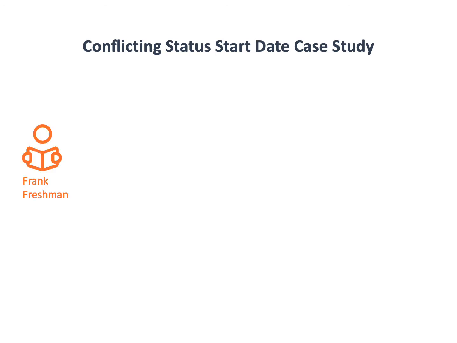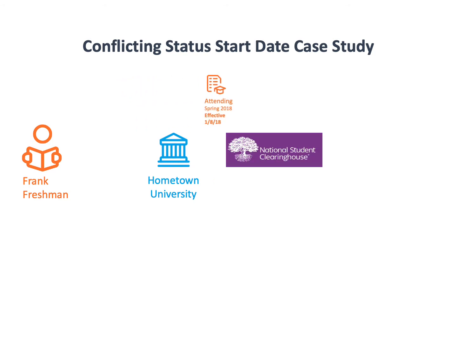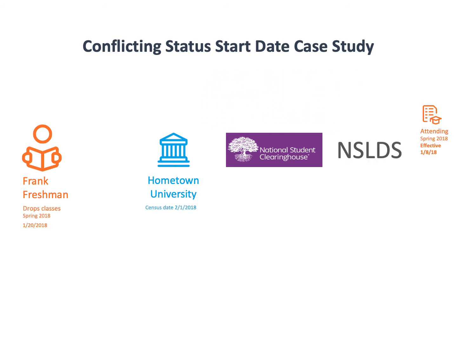Now we will go over a case study on this scenario. Frank Freshman is a new student at Hometown University. Frank was enrolled full-time for the spring term effective January 8, 2018. The full-time status was reported to the Clearinghouse and subsequently to NSLDS. Frank dropped all of his courses before the census date and was considered not enrolled for the term. After Frank dropped all of his courses, Hometown University reported Frank to the Clearinghouse as withdrawn effective 1/8/2018. After reporting this withdrawn status to NSLDS, an error 32 was returned.